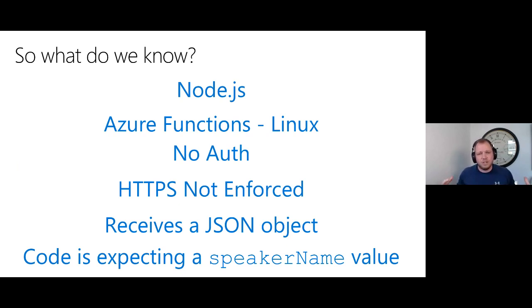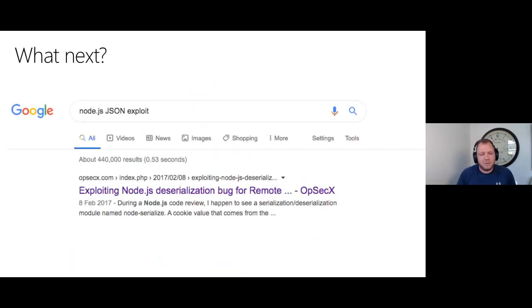So what would our hacker do next, right? What would they do when they had this information? Well, they would go and Google or Bing, or whatever search engine of your choice. And I just literally put in Node.js JSON exploit, right? Because we know it's Node.js, and we know it's expecting JSON. Are there any exploits that we can try based on that? The first option that came up out of 440,000 results was this write-up from OPSEC-X on how to exploit a Node.js deserialization bug for remote code execution.